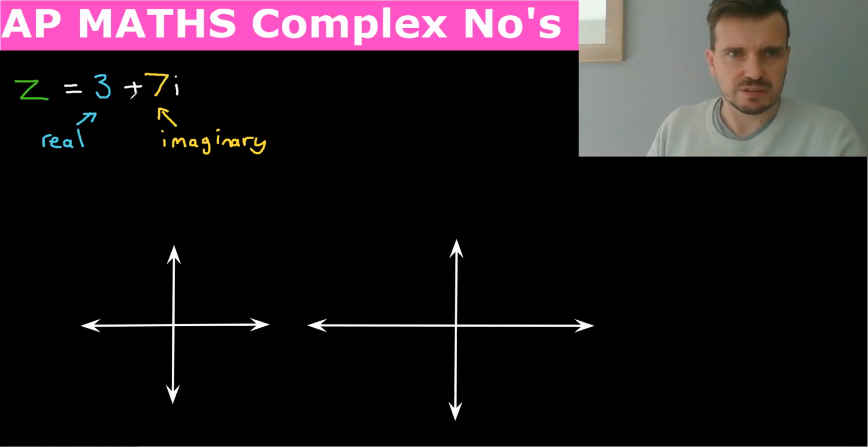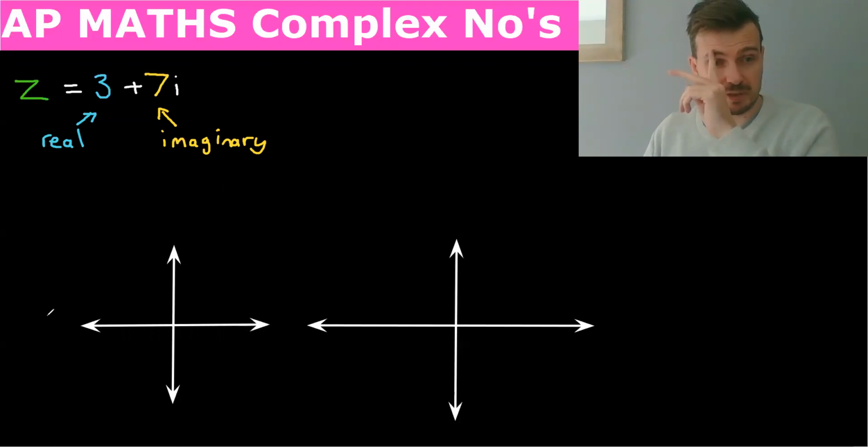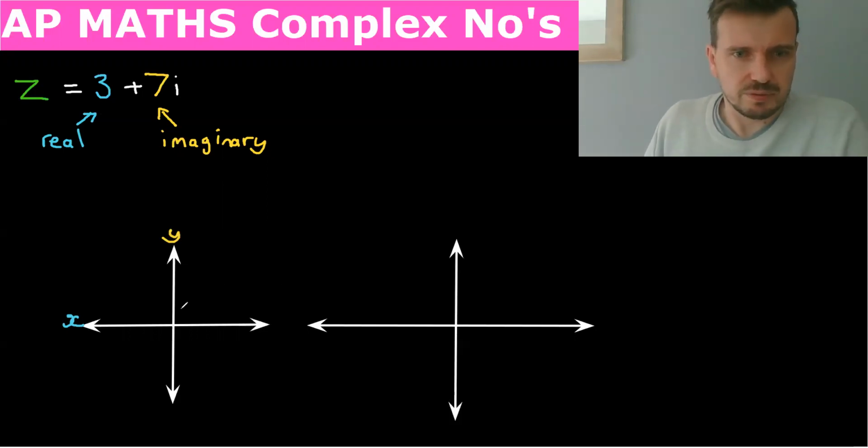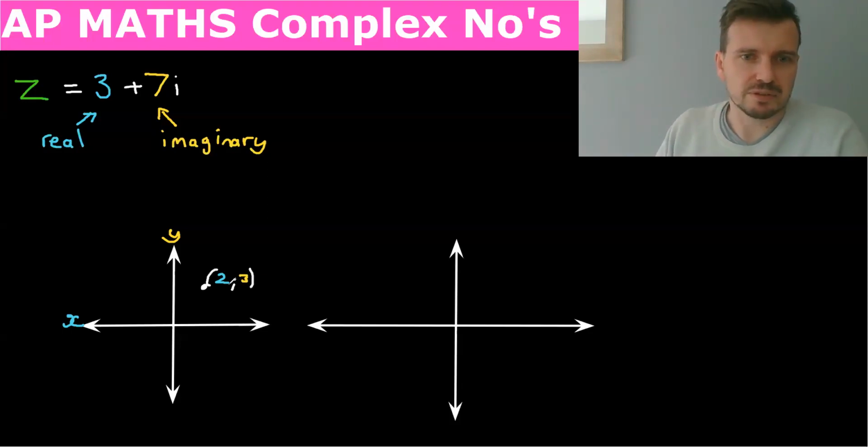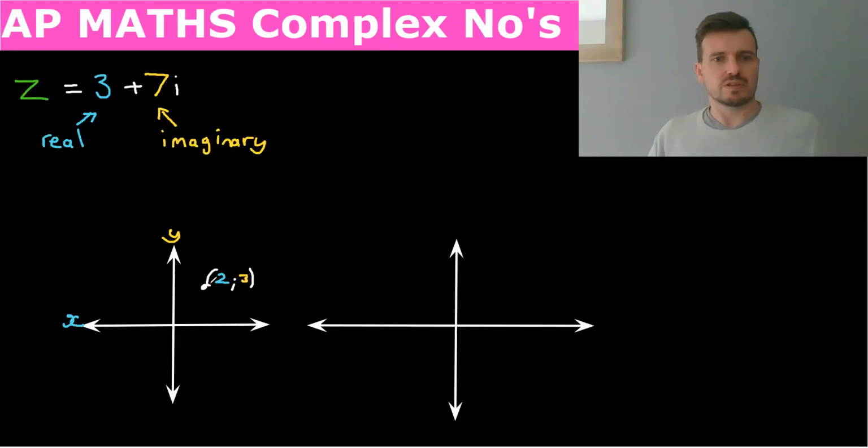And you can graph these onto a Cartesian plane. So we know with a normal Cartesian plane, we have x and y. And so if you have a coordinate, let's say you have a coordinate over here, that's 2 and 3, then it means that the x value is 2 and the y value is 3.